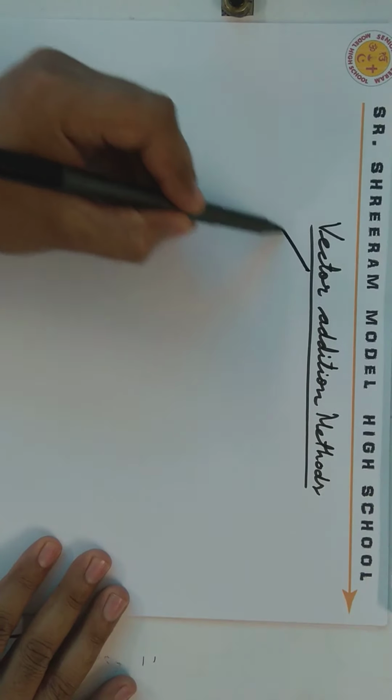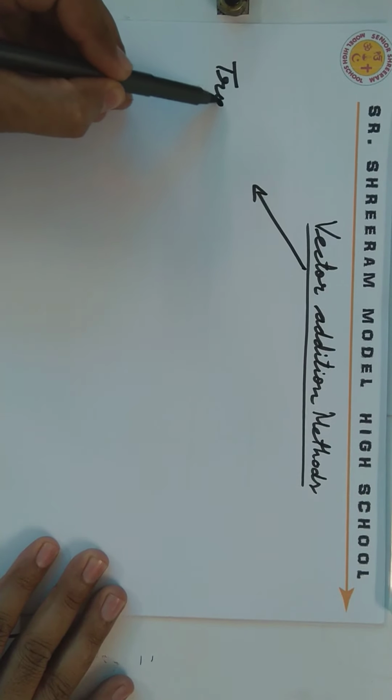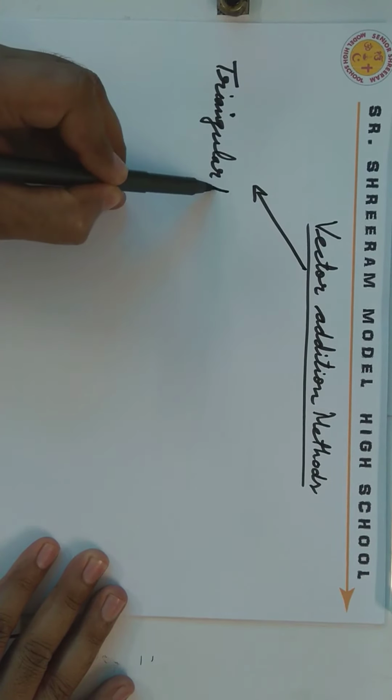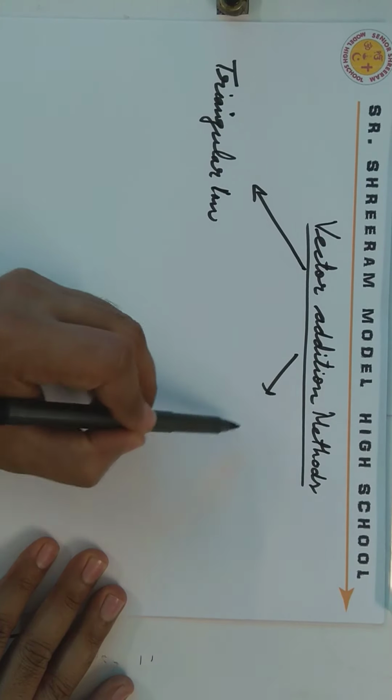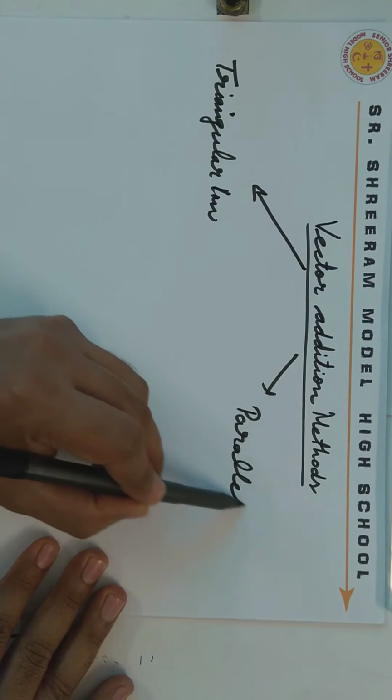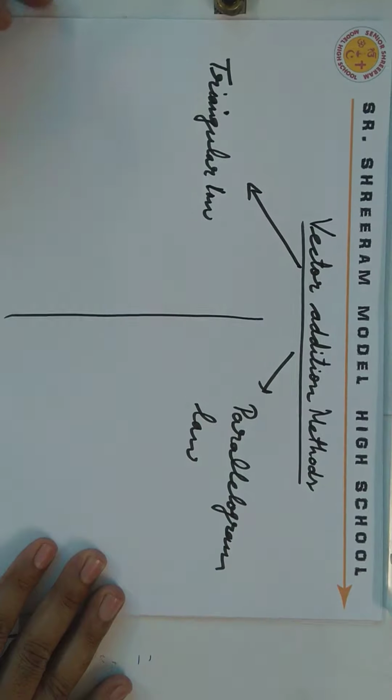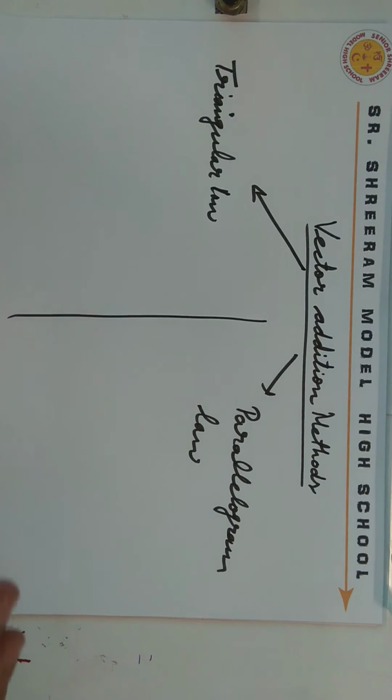Hello students, in the first lecture of vectors we concluded with the vector addition law. So you may have a little confusion that there are two methods of vector addition. One is the triangular law and the other is the parallelogram law. Okay, so if we see closely, these are exactly one and the same method.